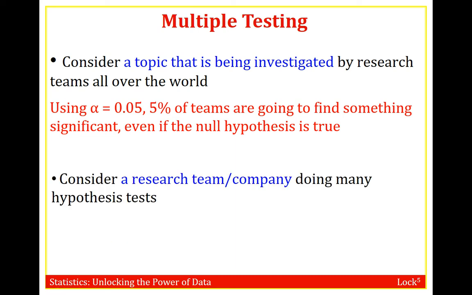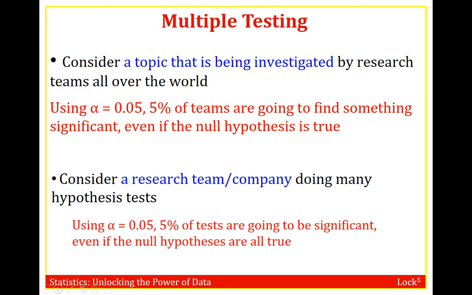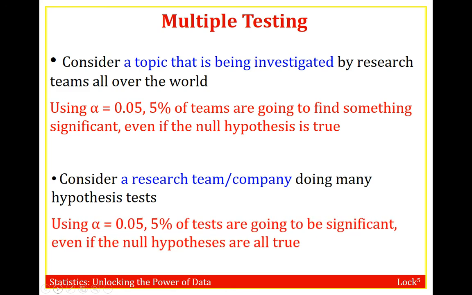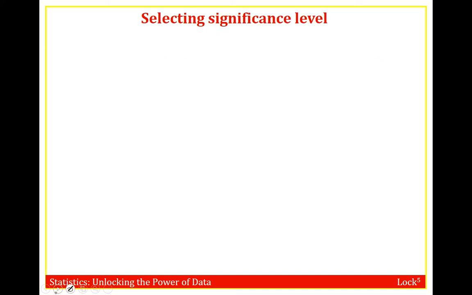Consider a research team doing many hypothesis tests. The more you do, the quicker you're going to get to something being wrong. It's just the law of averages, and we cannot get around that law of averages. It's always going to take place. So we need to adjust our significance level in order to meet the needs of the test.